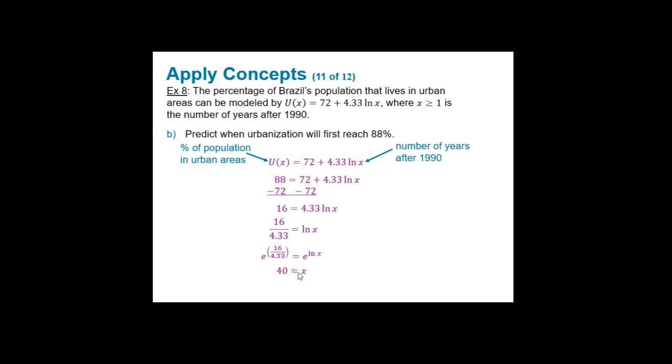And so now we need to interpret this. So X equals 40. Well, X is the number of years after 1990. So 40 years after 1990 is 2030. So in 2030, about 88% of Brazil's population will live in urban areas.